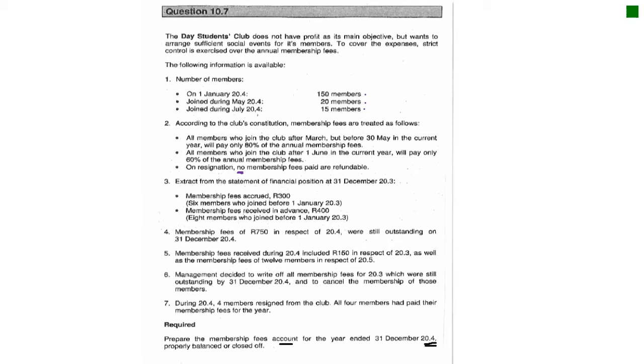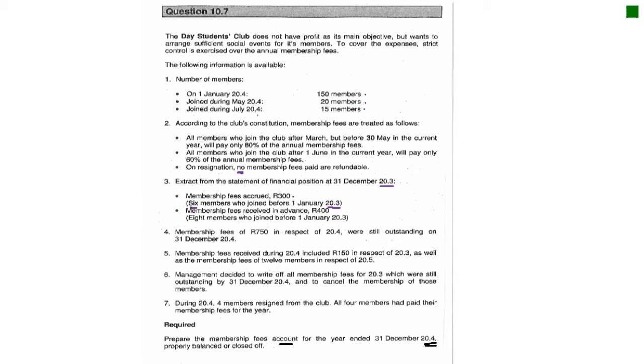This is an extract from the Statement of Financial Position at the end of the prior year. So these will be the balances at the beginning of the year. Membership fees accrued. These are members who wouldn't have paid their membership fees at the end of last year. So at the end of last year, we would have raised this as income and debited the asset, membership fees accrued. This was for 6 members who had joined on the 1st of January 2003. In other words, they were members for the whole of last year.